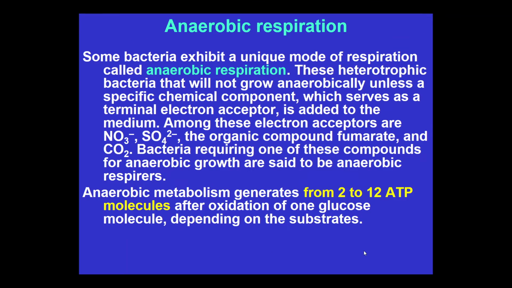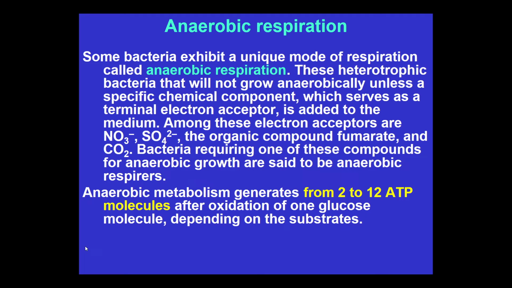So some bacteria exhibit a unique mode of respiration called anaerobic respiration. These heterotrophic bacteria will not grow anaerobically unless a specific chemical component, which serves as a terminal electron acceptor, is added to the medium. Among these electron acceptors are nitric oxide, sulfur oxide, the organic compound fumarate, and carbon dioxide. Bacteria requiring one of these compounds for anaerobic growth are said to be anaerobic respirers.